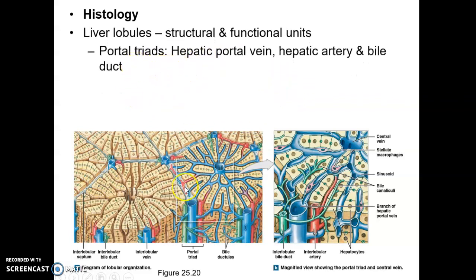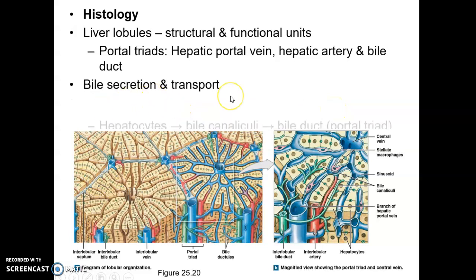So at these regions along the boundaries of the lobules, they're referred to as portal triads because they have three components. Hepatic portal vein component here in blue, hepatic artery component in red, and then the bile duct in green. So 1, 2, 3, 1, 2, 3, 1, 2, 3. Those are the portal triads of the liver lobules within the liver.